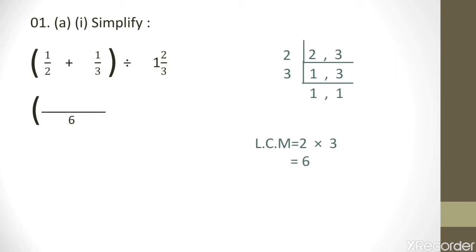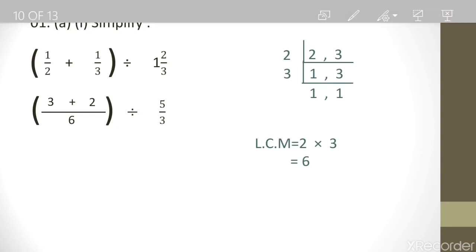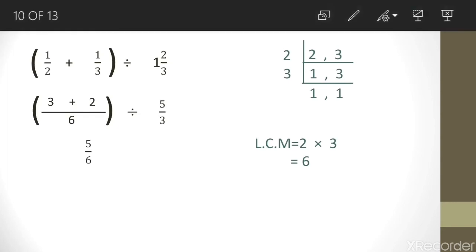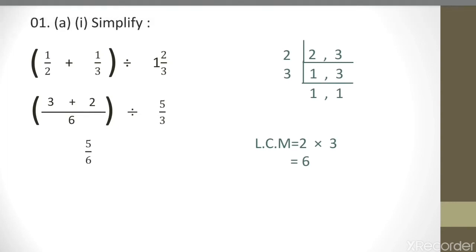6 and a long line. Again you can follow the steps which I have taught to you right now. Then 6 divided by 2 is 3. 3 times 1 is 3. Again 6 divided by 3 is 2. 2 times 1 is 2. Then you can close the bracket and write that. So the answer will be 5 over 6, and you have to divide it by 5 over 3.